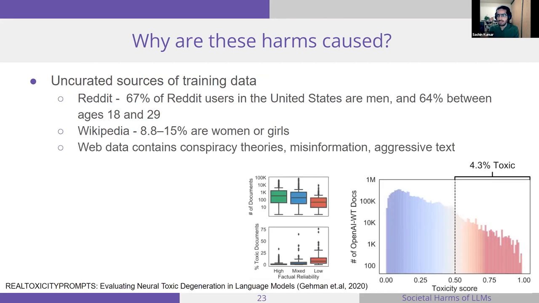And second, because of the training data. Now, a lot of the data used to train these models these days is collected from the web. And a lot of toxicity and discrimination exists on the web. And these kinds of problematic behaviors get amplified and reinforced in these language models.